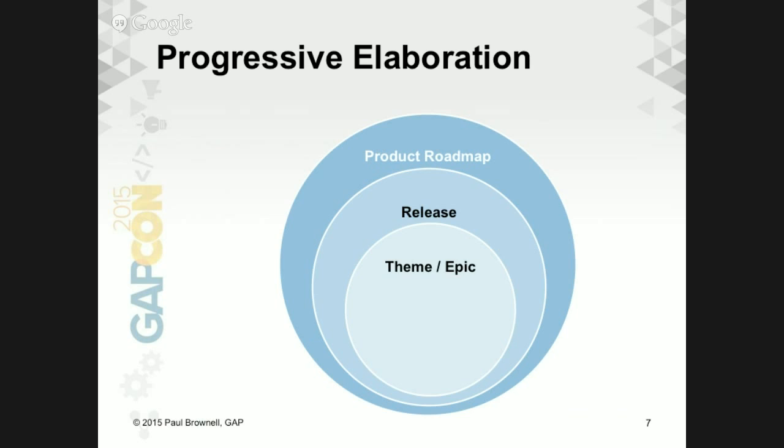And those two things work together. The themes and the epics work together. And then eventually, as you peel the onion and drill down into greater and greater levels of detail, you get to the user story or the individual user stories.